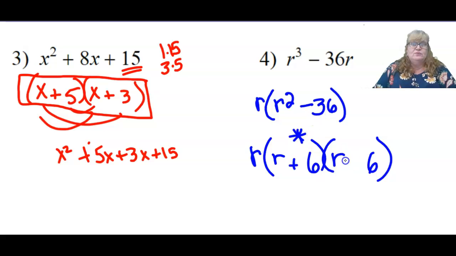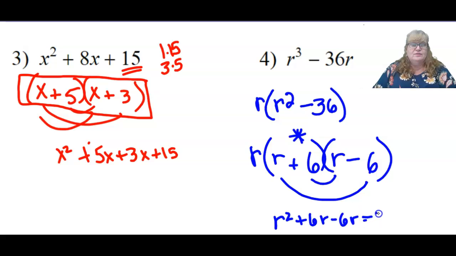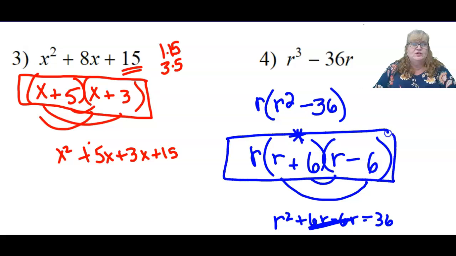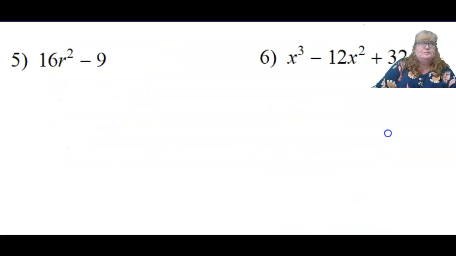But one is plus and one is minus, and what happens is you get a 6r and a negative 6r, and so if you foiled this together, these would drop out, and so you just get r squared minus 36. So this is a factor pattern called difference of squares.